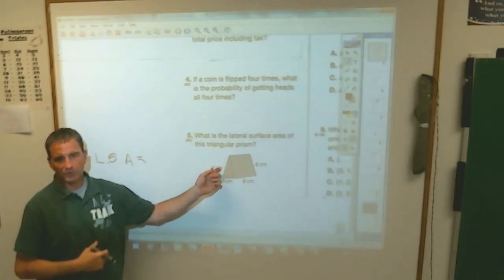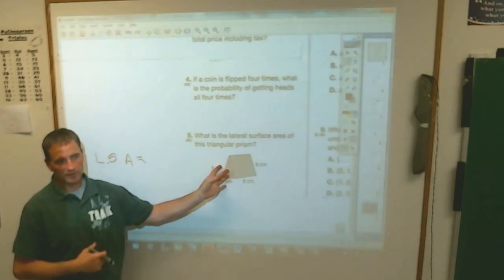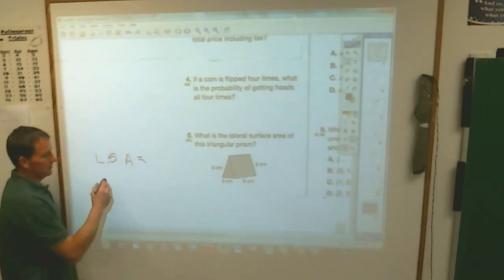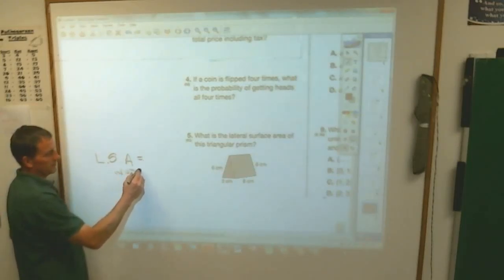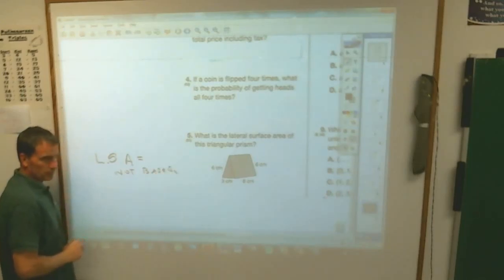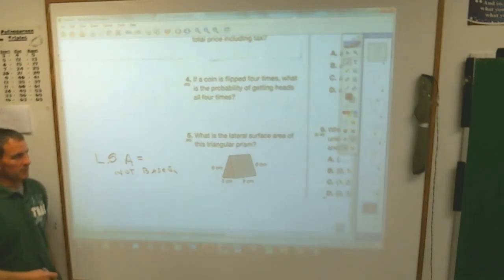But the problem is, how do you know what the sides are? Because depending on how you set this thing down, anything could be a side. Sides are not the bases. So if you know what the bases are, you know what the sides are, because the sides are not the bases. What is the shape of the base of that prism? What is the base here?